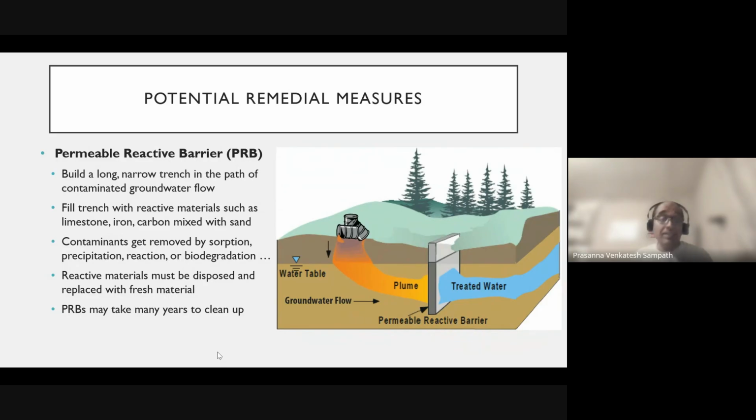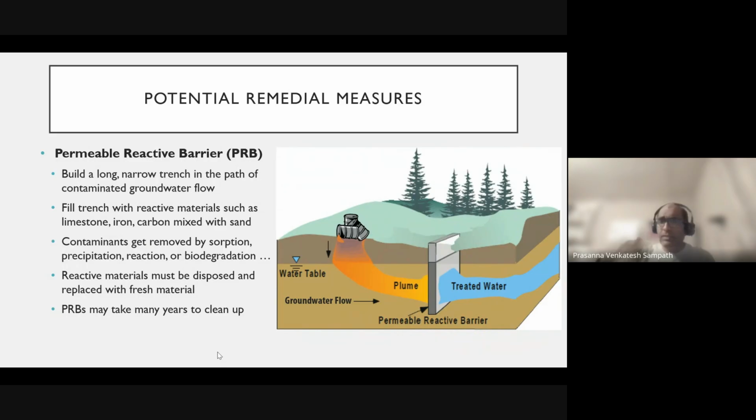But the challenge with this is it may take many years to clean up the water, right? And you also have to make sure that the groundwater flow direction doesn't change, for any reason, whether for natural causes or because the gradient changes. Then the groundwater may start flowing in some other direction, and it may not flow through your barrier. So that is something that has to be taken into account, right?